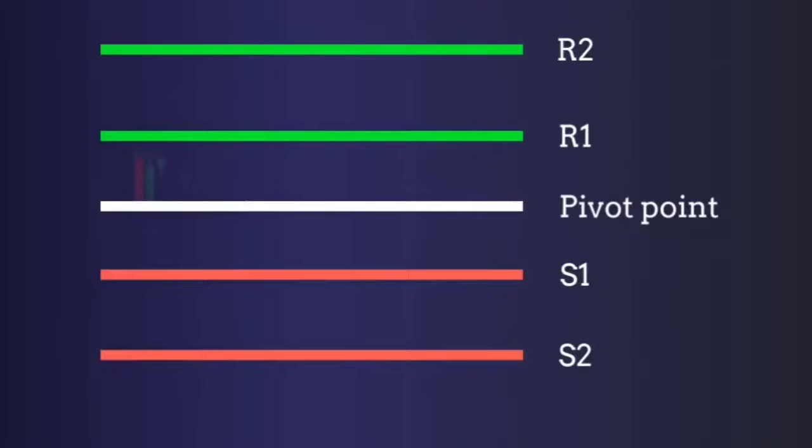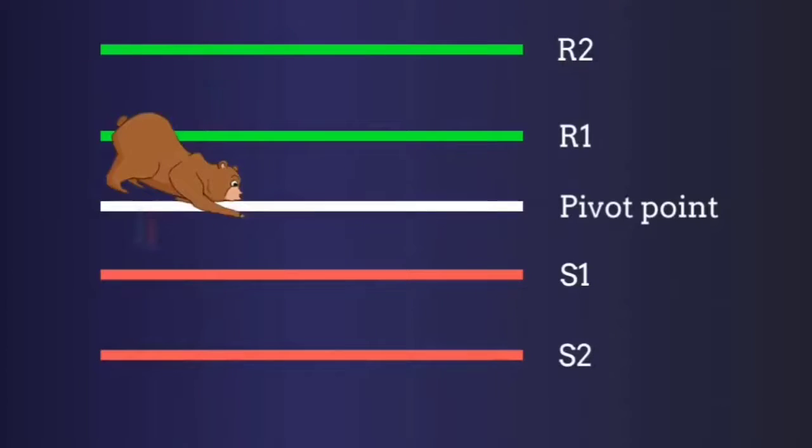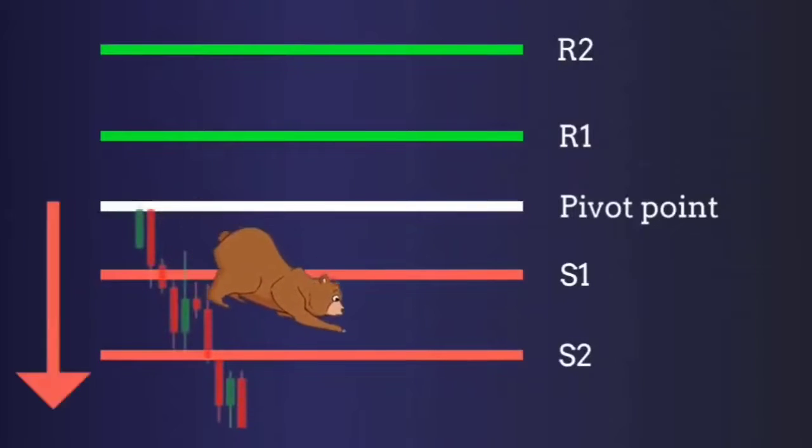In standard pivot points, if the price is above the pivot point, it's expected to be bullish for the particular day, and if the price is below the pivot point, it's expected to be bearish for the particular day.